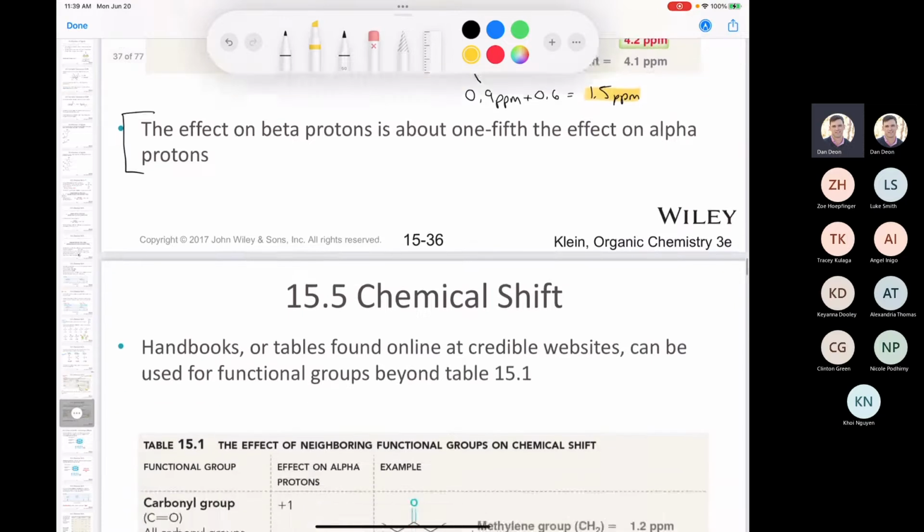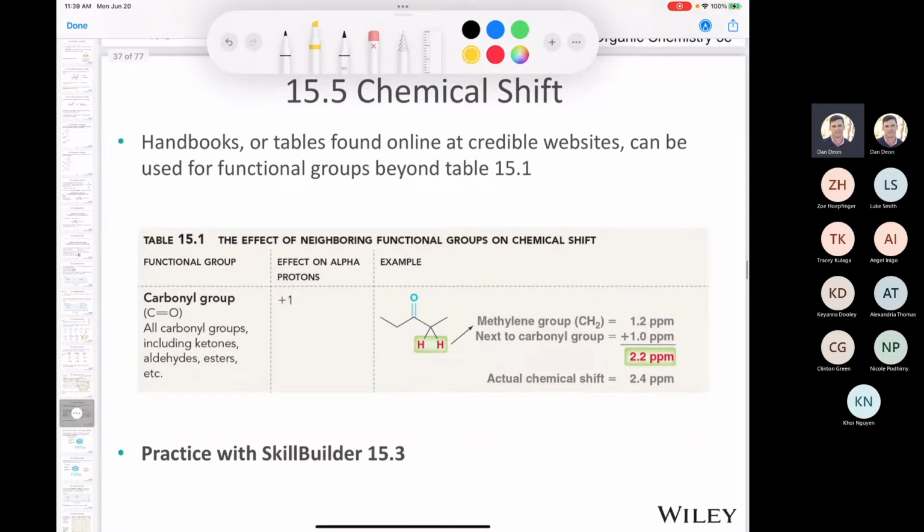Now there's one more part to table 15.1. It's right here. It's if your protons are alpha to a carbonyl from a ketone, aldehyde, ester, amide, whatever, what we do in that case is we add 1. So the effect isn't as strong as the other 2 that we saw in this table. So let's say you had these 2 protons right here. The baseline of a methylene is 1.2. We add 1, we get 2.2, and you can see the actual chemical shift is 2.4. So this is a very good predictor.